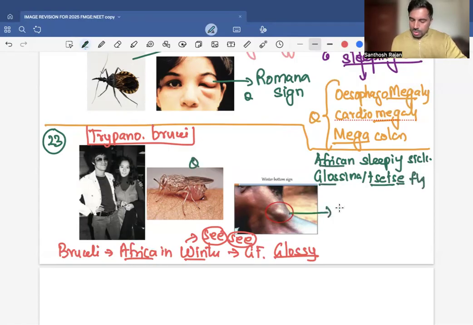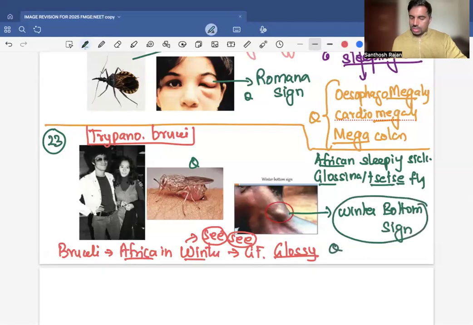This is the Winterbottom sign. I told you he is going in winter, so it is the Winterbottom sign. Very important. This can be a question also. Okay, that's all. This much only.